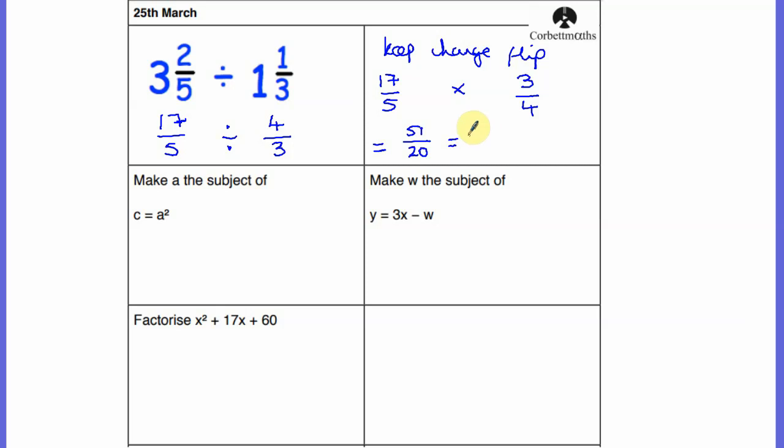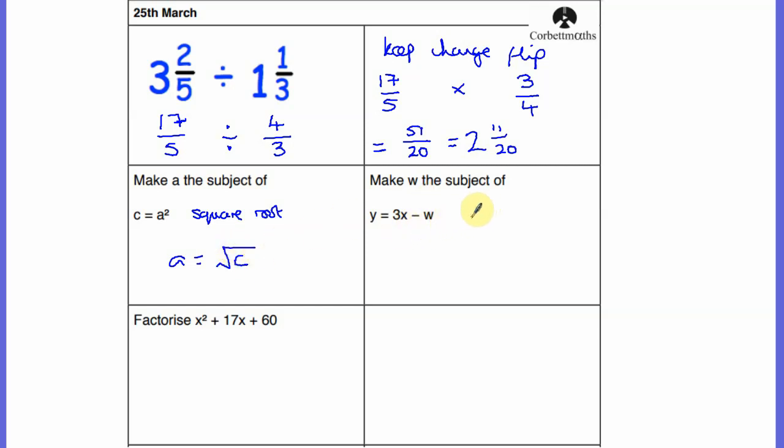And we can put our answer back into a mixed fraction. So 2 and 11/20. Making this the subject. When we say make the subject, we want it to say a equals, because that would make a the subject. So just one step in this, we just want to square root. So once we square root, it's going to be the square root of c.